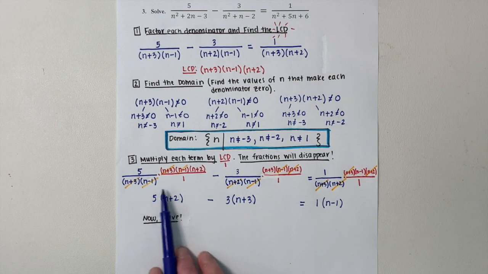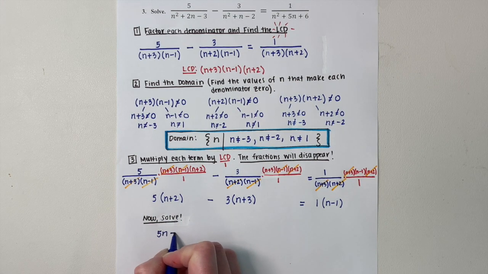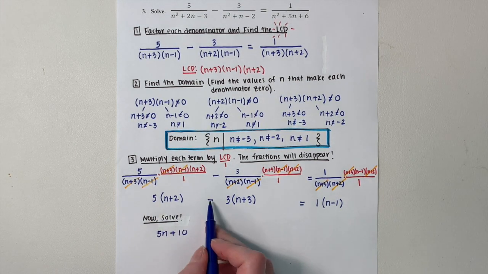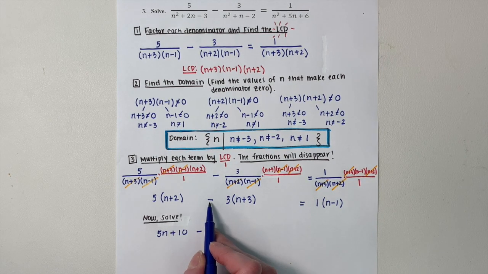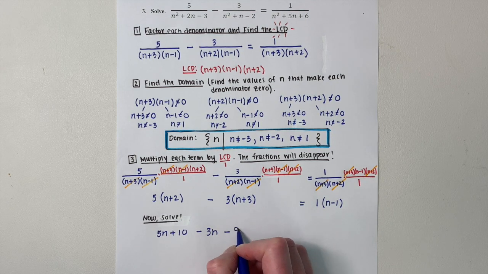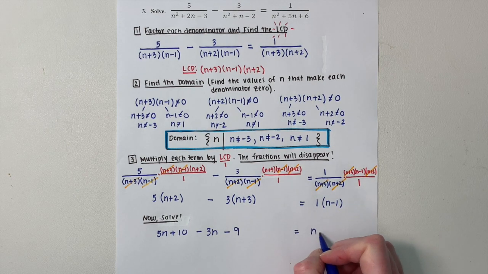And to solve, let's start by distributing. If we distribute the 5, that will give us 5n plus 10. And then if we distribute the -3, that will give us -3n. And make sure to include this negative when you're distributing. So -3 times 3 will give us a -9. And then if we distribute the 1, that would just give us n minus 1.